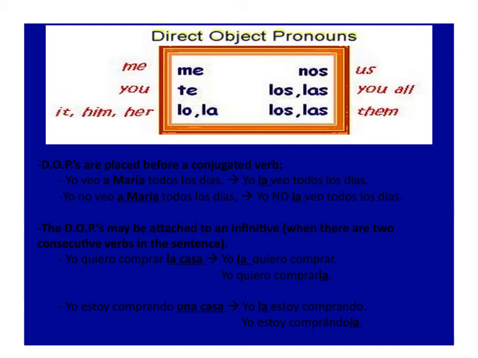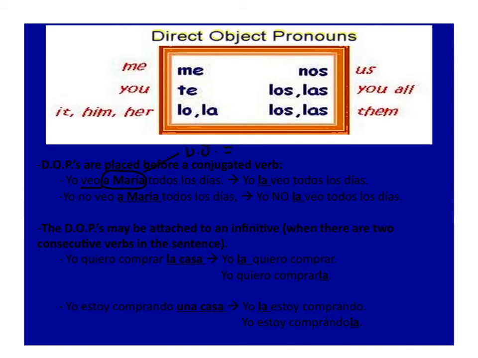Now let's talk a little more in detail about where we place these direct object pronouns in the sentence. If you only have one verb in the sentence, the direct object pronoun will be placed before the verb, just like we did in the example before. For example, yo veo a María todos los días. Veo is your verb. I see who? I see Maria. Maria is your direct object.